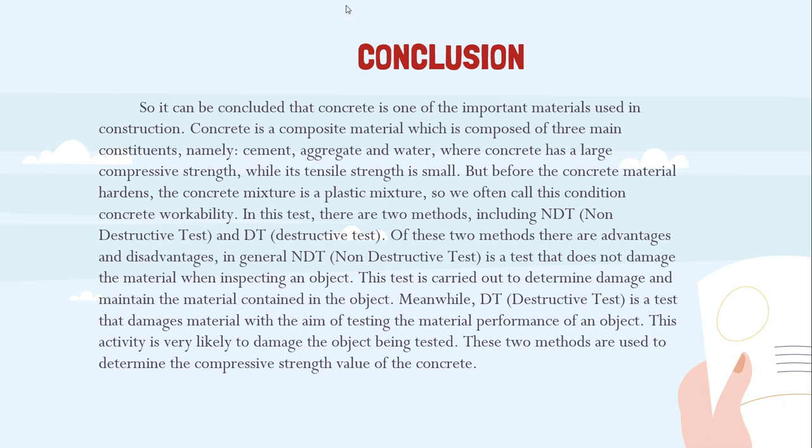Conclusion. So it can be concluded that concrete is one of the important materials used in construction. Concrete is a composite material which is composed of three main constituents, namely cement, aggregate, and water. Concrete has high compressive strength, while its tensile strength is small.